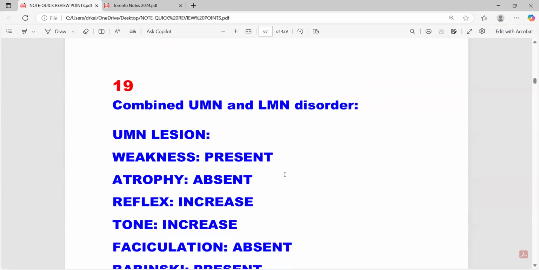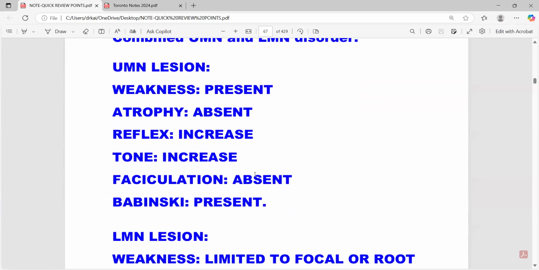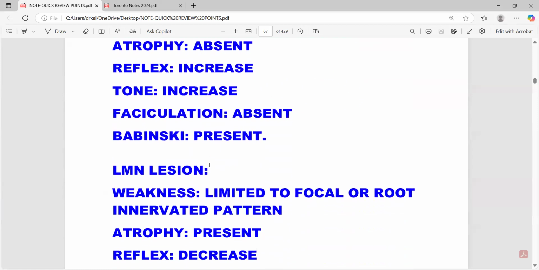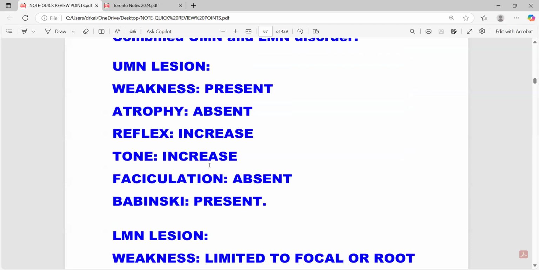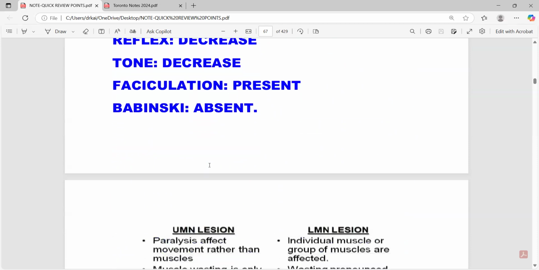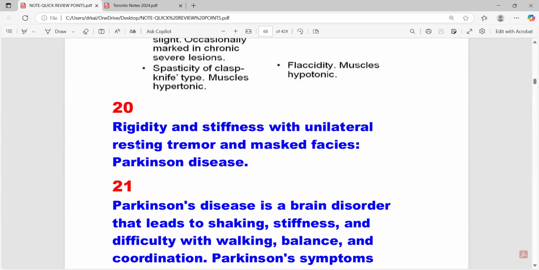Combined upper and lower motor neuron disorder. So you can see, like just a quick read for you. In upper one, it's increased, and then in lower one, it's just decreased. Okay. Rigidity and then stiffness with unilateral resting tremors and the masked face is basically Parkinson disease.